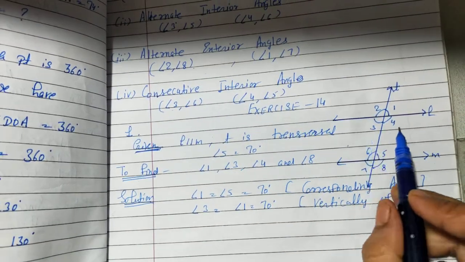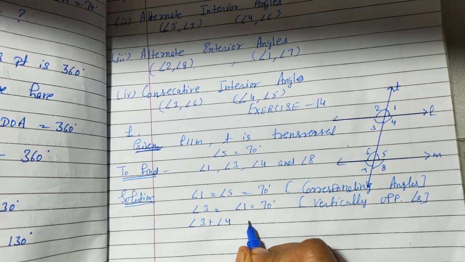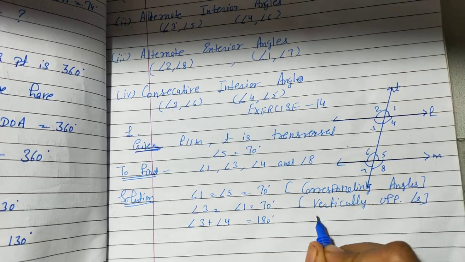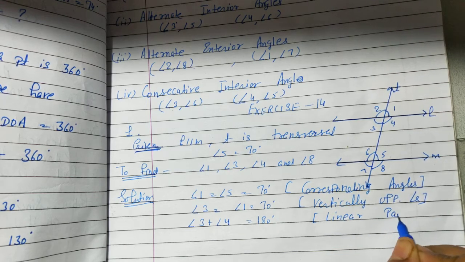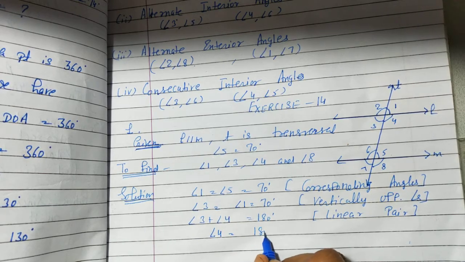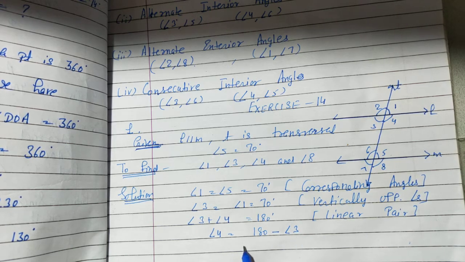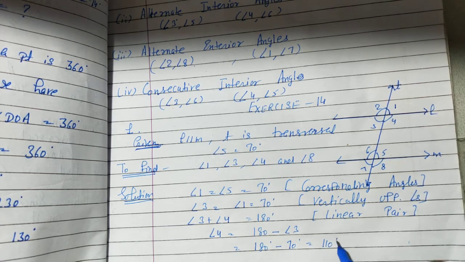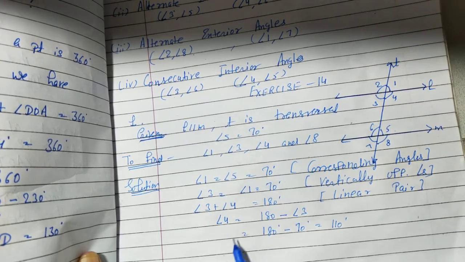Then angle 3 plus 4, they are forming a line. Angle 3 plus angle 4 is equal to 180 degrees. Reason? Linear pair. Now you are already having angle 3, you can find angle 4. 180 minus angle 3, that is equal to 180 minus 70, that is equal to 110. Getting? We have found angle 1, 3 and 4.